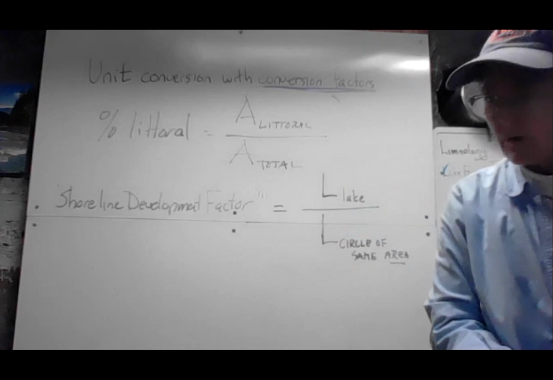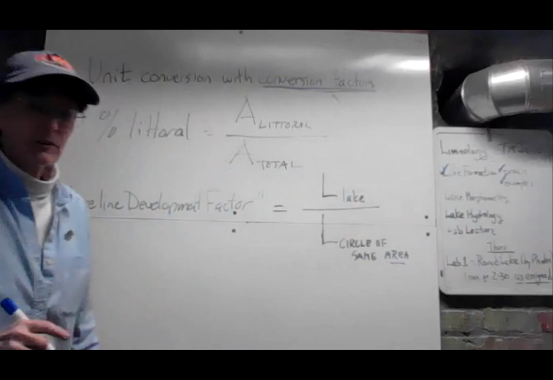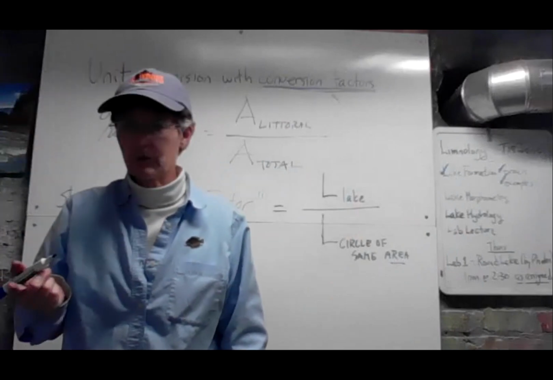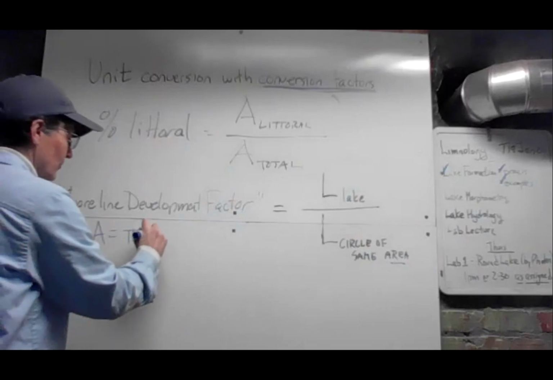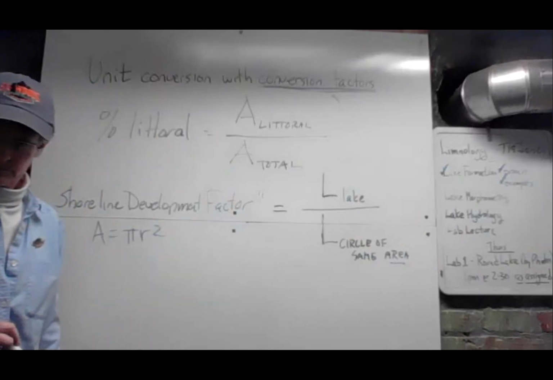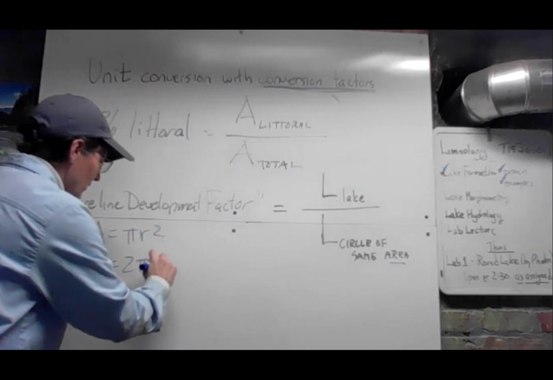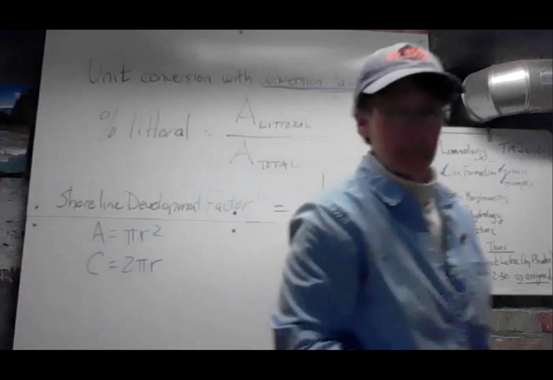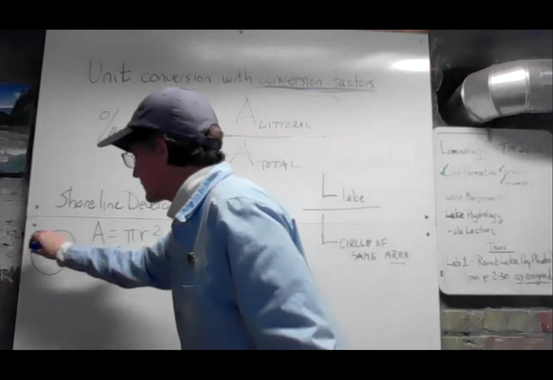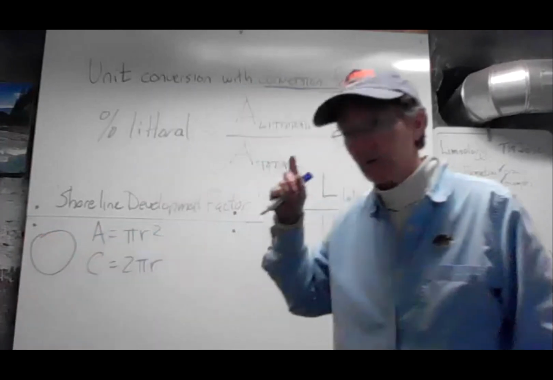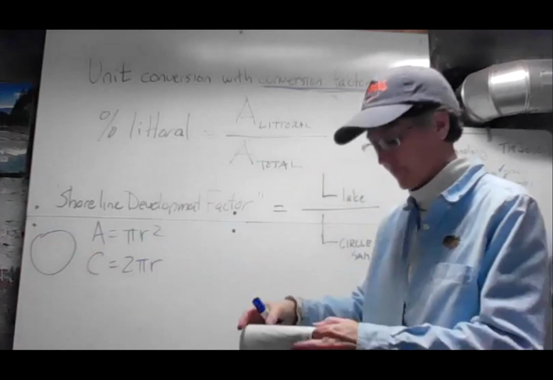And you might be like, okay, what's the formula for that? Okay, look, what is the length of the shoreline of a perfect circle? Well, the area of a circle is equal to pi r squared. The circumference of a circle is 2 pi r. And the circumference of the circle is what we're saying would be the shoreline of a round lake, a perfectly circular lake.